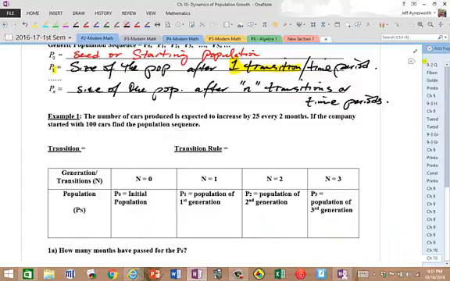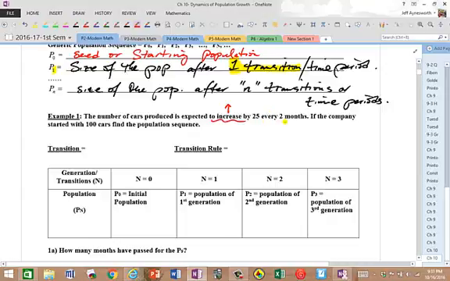All right, so we got: the number of cars produced is expected to increase. Let's underline the key terminology. It's going to be expected to increase by 25 every 2 months. So that's a plus 25 every 2 months. This is your transition right here. All right, here's your transition or your time period. Transition, or what's called a time period.